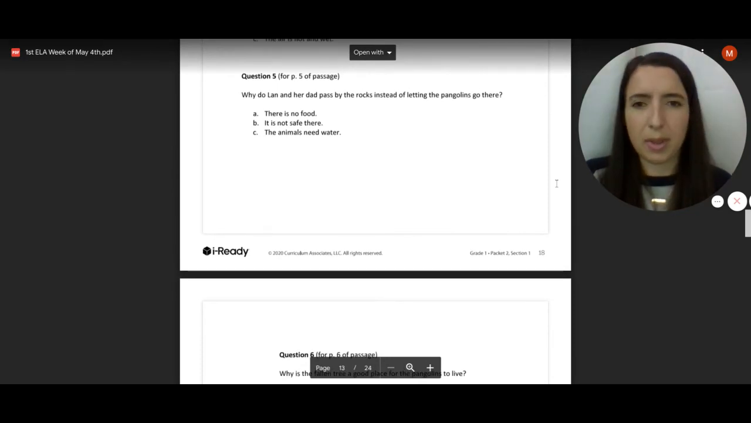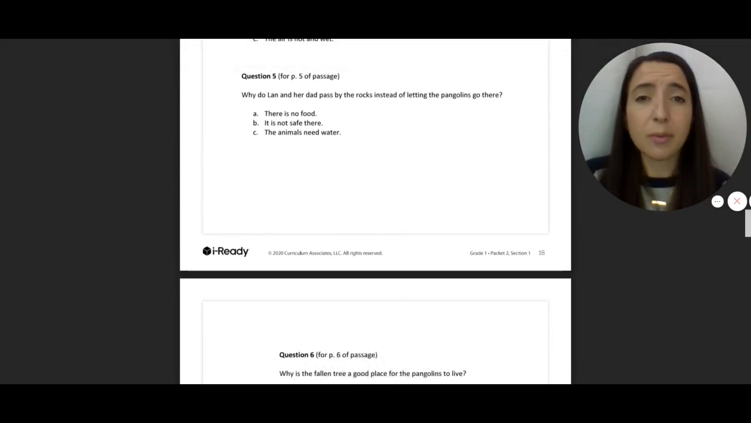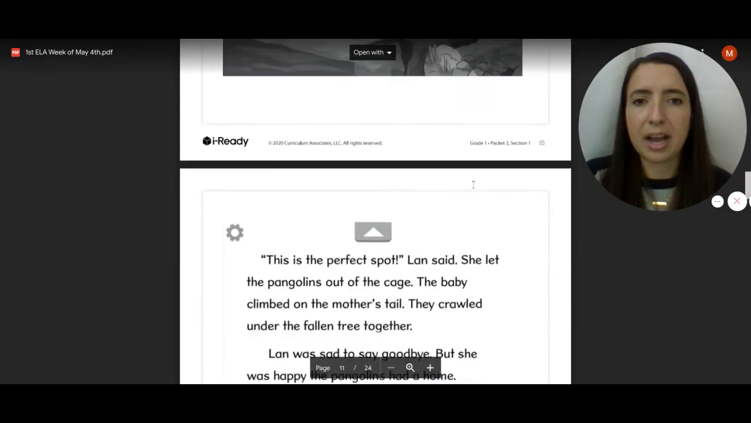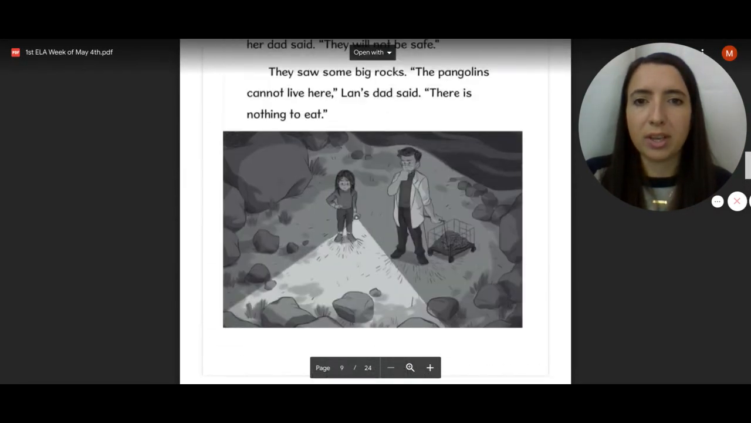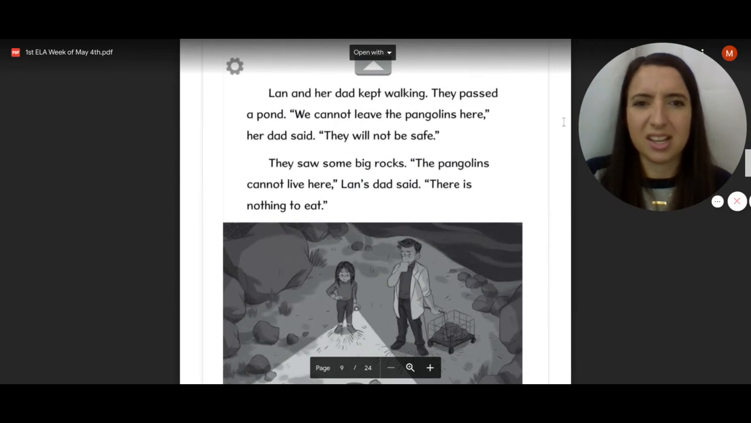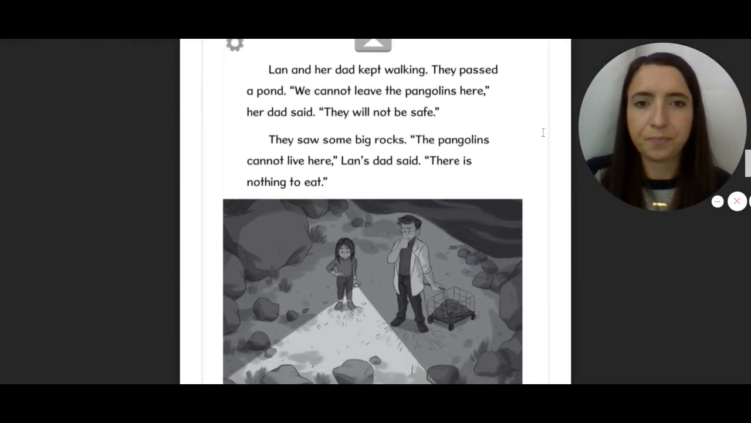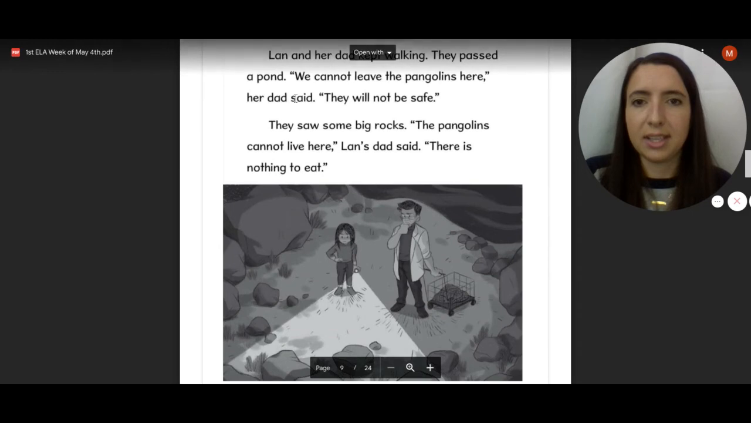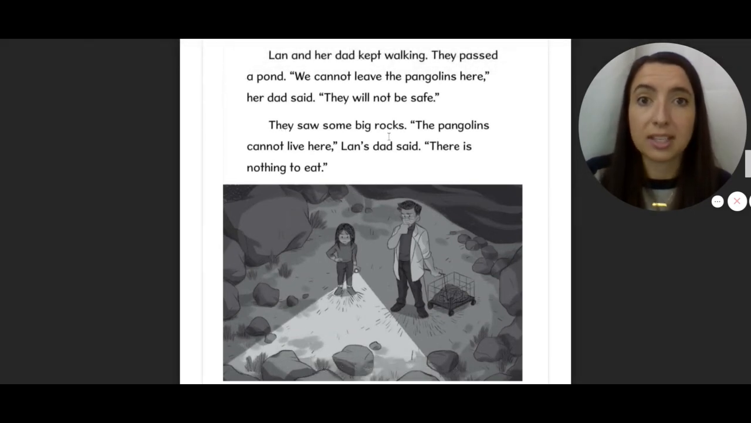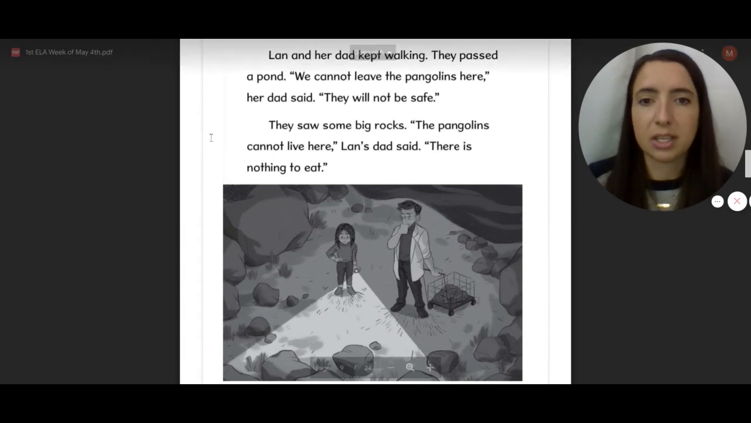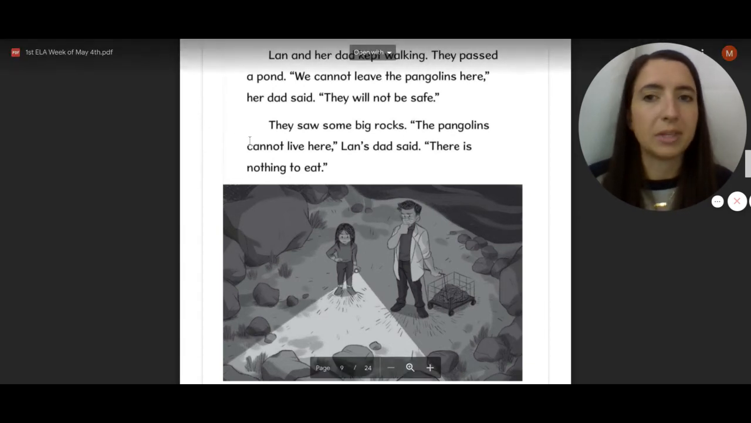Now, I know that they put the pangolins near a lot of different places, and I can't remember exactly why they said no to the rocks. So we need to go back to page 5 of our story so we can find out why they did not let them out at the rocks. Okay, so I see they passed a pond. Here we go. They saw some big rocks. Now, I know that's what my question was about, so this is going to be able to give us our answer when we reread. Let's listen.